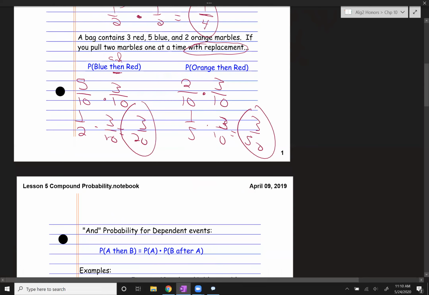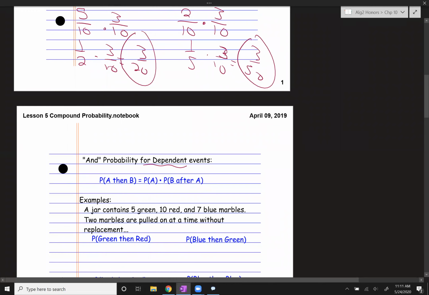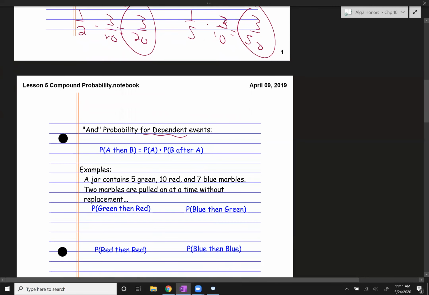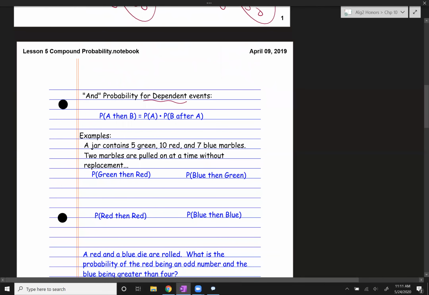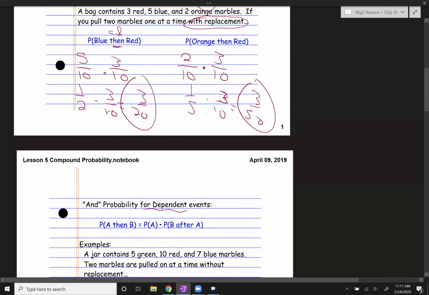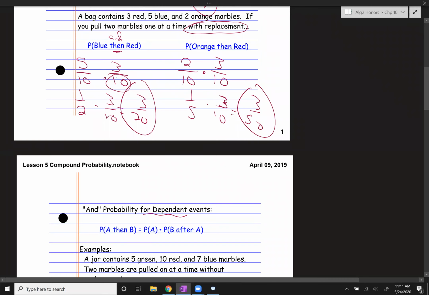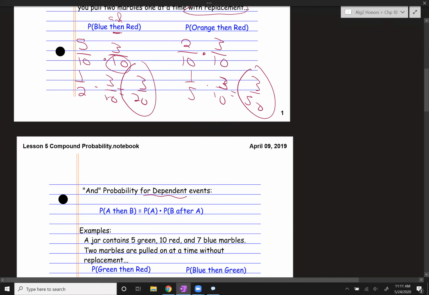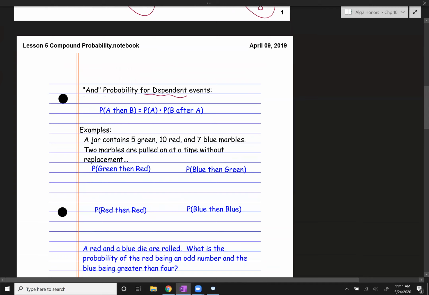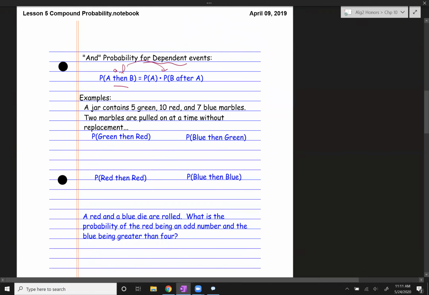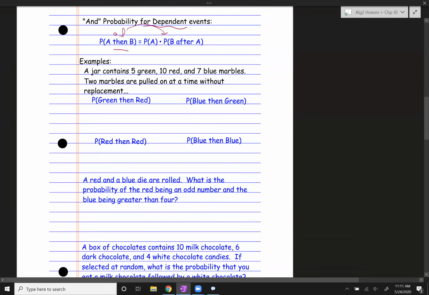All right, so the only thing that happens with our dependent events is if we didn't put that marble back, which is what we're going to deal with here in just a second. These would have gone from 10 and then these would have been 9. So we have to be careful, if we pick the thing that we wanted, we have to lower that number as well. But we're still working with "and then," so you can see the multiplication happening here.